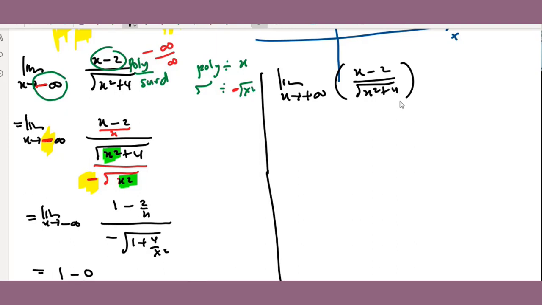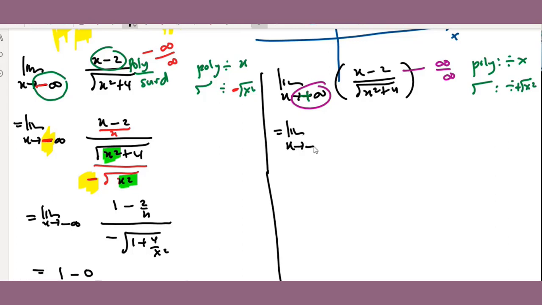Okay, continue. Here we have infinity over infinity, an indeterminate form, with positive infinity. For the polynomial function, divide each term by the highest power of x, so for the third, divide by x squared. This one is positive. Limit as x tends to positive infinity of x minus 2, so I show you how to divide this one.